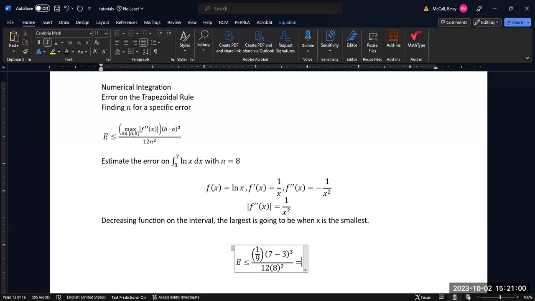So 1 divided by 9 times 7 minus 3 is 4. So 4 cubed divided by, and again, parentheses are super important here. Both the 12 and the 8 squared, or 64, need to go in the denominator. And what I'm getting is 0.009259... And again, this is about what we got last time, give or take some decimal places.